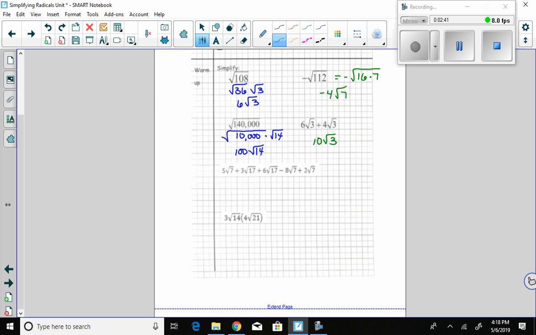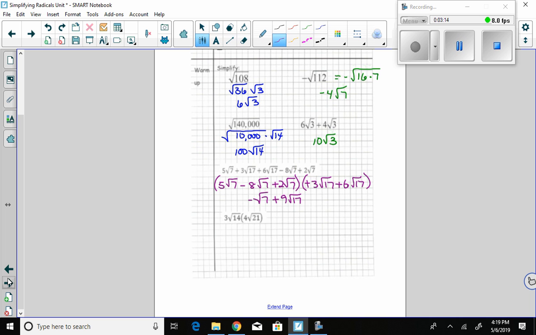All right, now we got this big long string of things that we can add. I'm going to put the things that look alike together. So 5 root 7 minus 8 root 7 plus 2 root 7. And then I'm going to have what? Plus 3 root 17 plus 6 root 17. Okay, and so when I put all of my root 7s together, I end up with negative square root 7. And when I put my square root of 17s together, I get 9 square roots of 17.